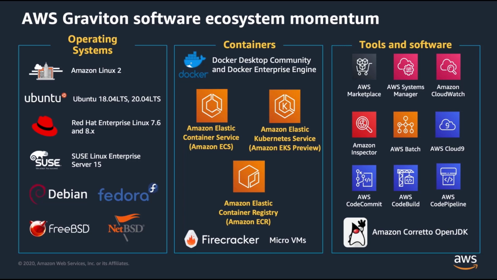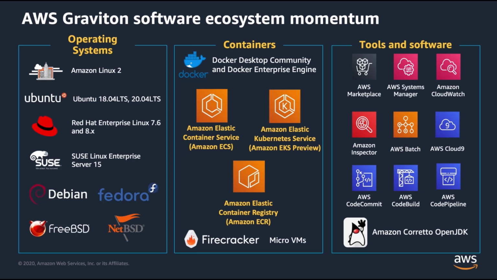If you are running container-based workloads, Docker announced support for ARM64 processors a long time ago now. Amazon ECS is available on Graviton2 based instances. Our managed version of Kubernetes, Amazon EKS, is in preview, and Amazon ECR is supporting multi-arch images.